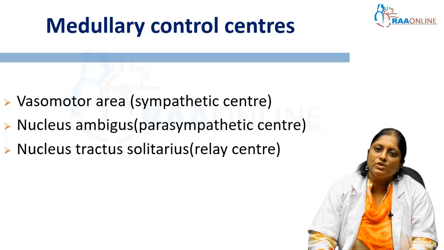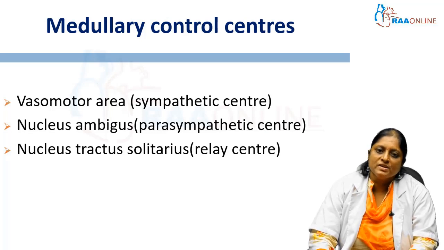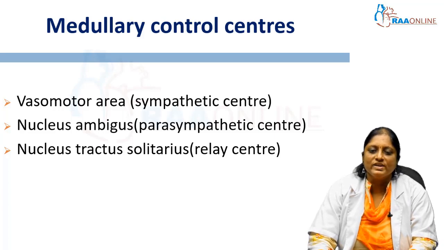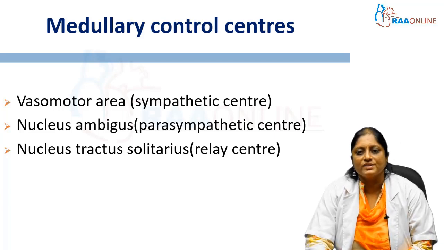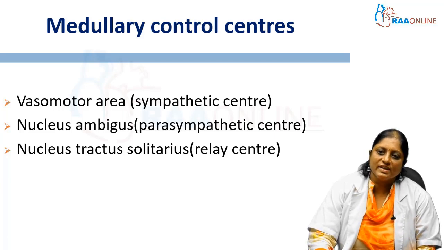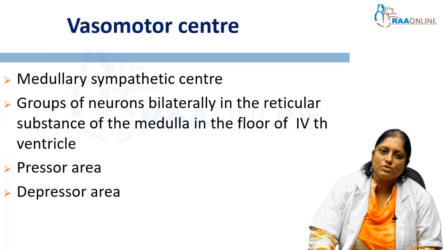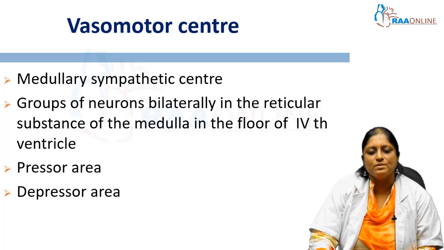So we'll talk about the medullary control centers first. There are 3 areas in the medulla: the vasomotor area, the nucleus ambiguus and the nucleus tractus solitarius. The vasomotor area is otherwise called the sympathetic center. Nucleus ambiguus is otherwise called the parasympathetic center, and finally the nucleus tractus solitarius is called the relay station. The vasomotor center, otherwise called the medullary sympathetic center, is the prime cardiovascular regulatory center present in the medulla.